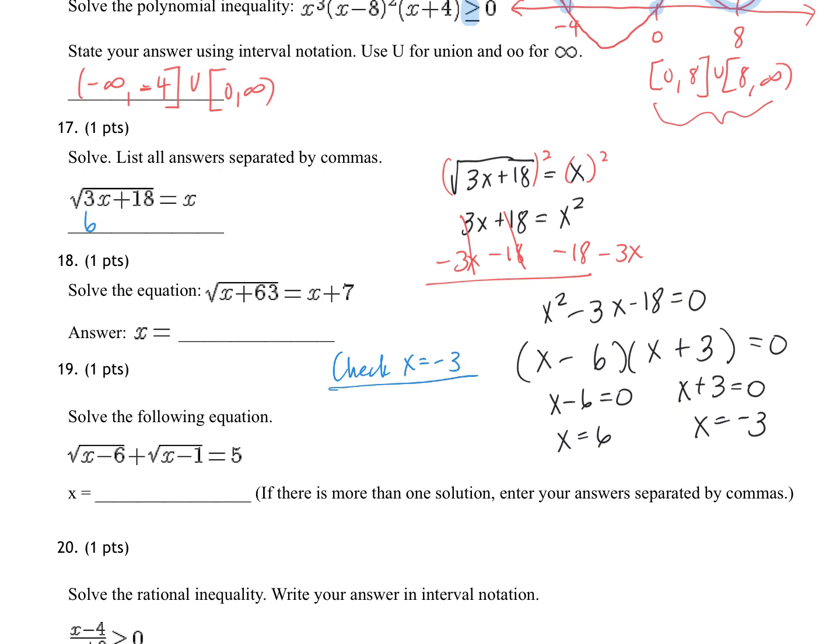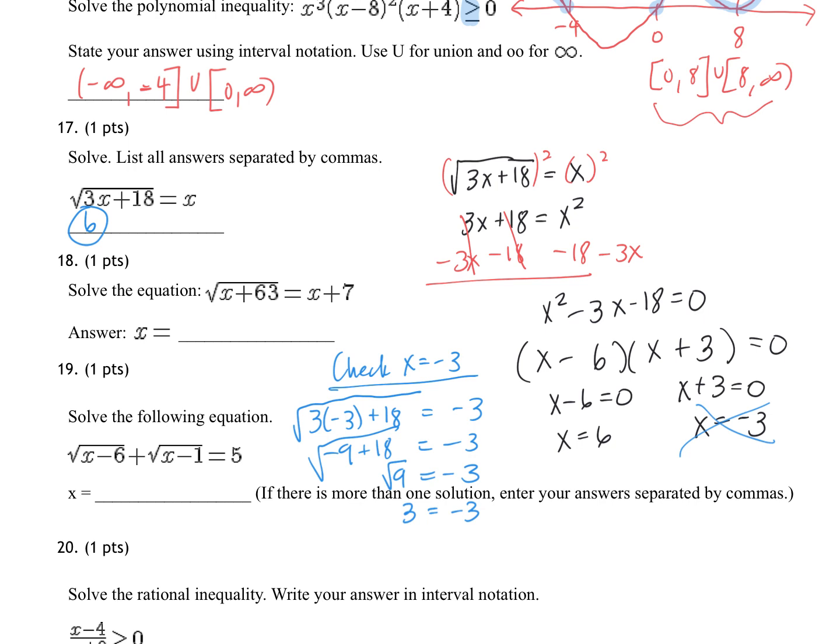So I'm going to check to see if that works. Okay, and I'm checking in the original equation. So 3 times -3 plus 18 is equal to -3. So that's going to be -9 plus 18 is 9. So I'm saying, is the square root of 9 the same as -3? No, the square root of 9 is +3. So those are not equivalent. So -3 is not a valid answer. So we would not write that in our answer set, just 6. So it's really important that you check your answers to these.